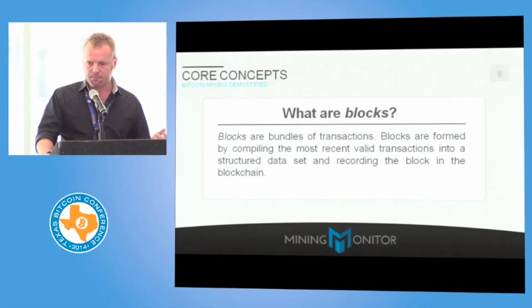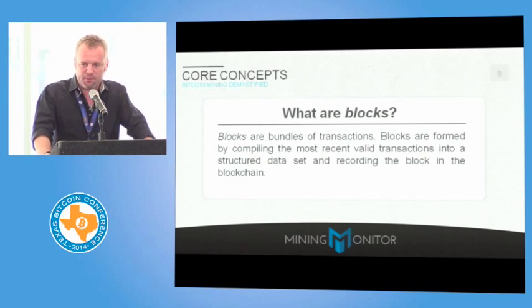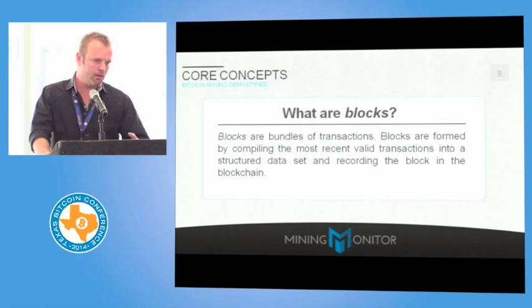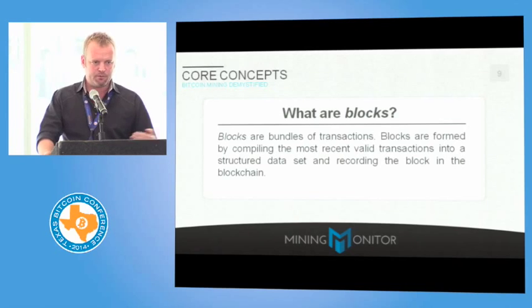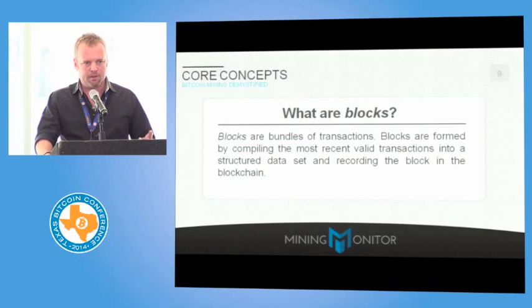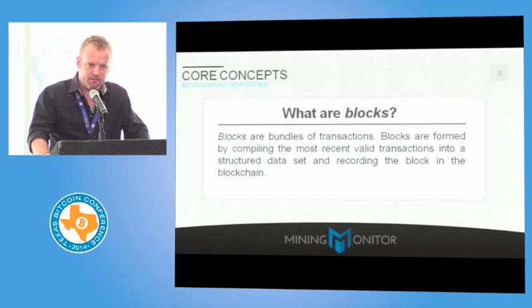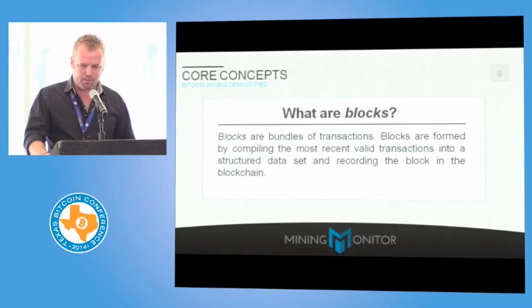So what is a block? A block is a bundle of transactions, and blocks are formed by compiling the most recent valid transactions into a structured data set to be recorded in the blockchain. So as of right now, we have a certain block that is the last valid block in the blockchain, and there's transactions that are occurring right now. As those transactions are relayed to the network, they're validated, and then they're bundled up into a block, which then becomes the next block in the chain.